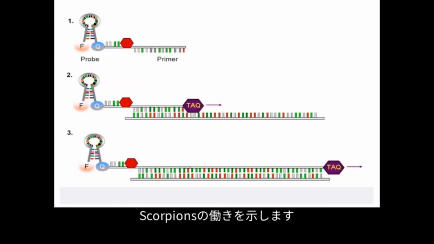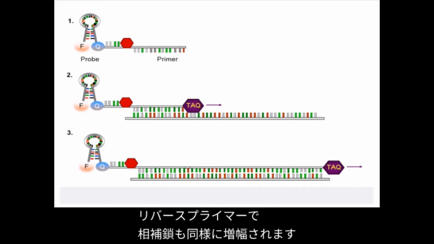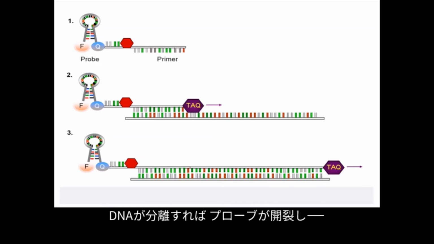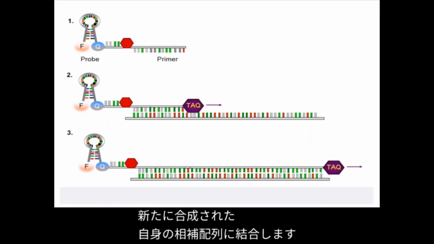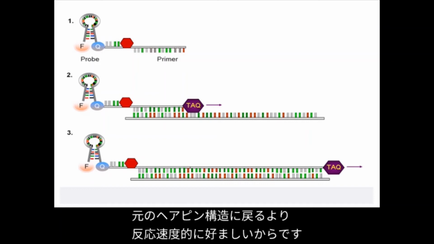This and the following slide show how the Scorpion works. The primer probe binds to the target and undergoes normal extension via the Taq polymerase, amplifying the target. The same occurs on the second strand with the standard primer. Denaturing the double-stranded DNA causes the two strands to separate. As the strands separate, the probe opens up and twists back to the complementary region on its own strand. This effectively separates the fluorophore from the quencher, allowing it to fluoresce. This is because it is more kinetically favorable than binding to the hairpin conformation.